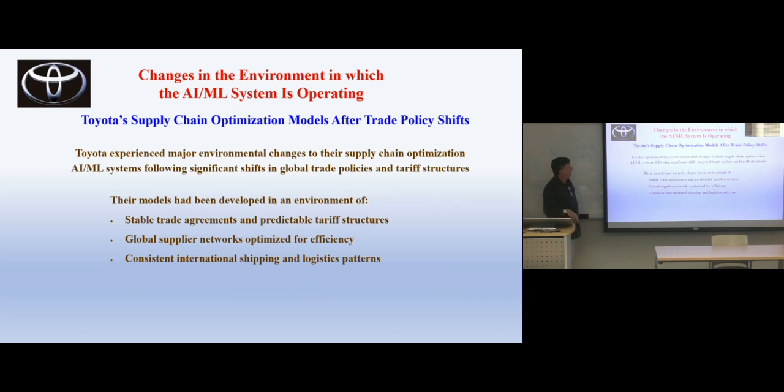Toyota ran into it when trade policy shifted. You can see how all this just keeps coming. By the way, this is all conventional AI. That's all this stuff is. They had supply chain optimization problems when global trade policy changed, tariff structures. Notice they developed their models when it was stable, the supplier networks were optimized, and they had consistent international shipping and logistics. The good news is, up to date, we still do, except for what spot?